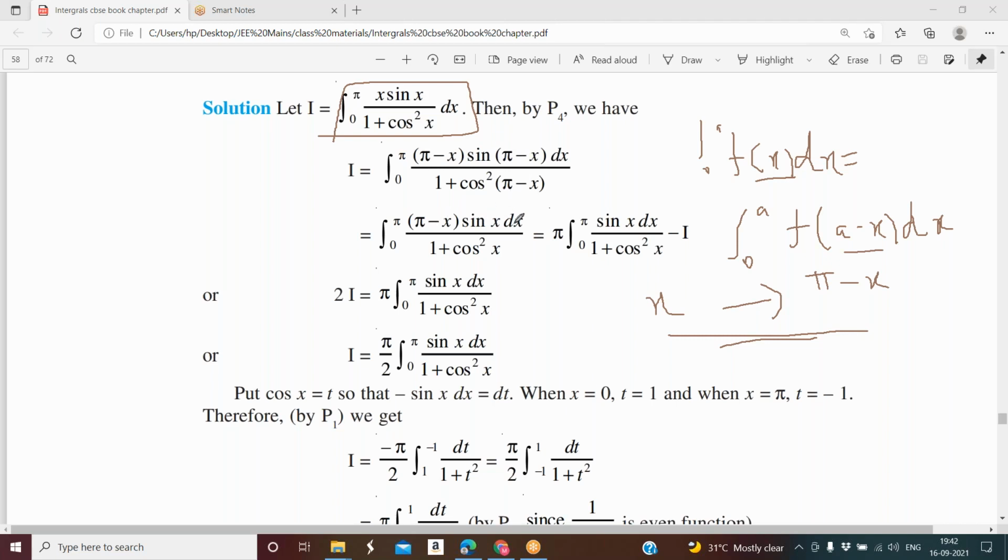Pi minus x sine x dx divided by 1 plus cos square of pi minus x. Cos of 180 minus theta is also cos x. In 180 degree, the angle will not change, right? So you'll get again cos square x. Pi minus x sin x dx by 1 plus cos square x. Okay. So now I am going to integrate this.